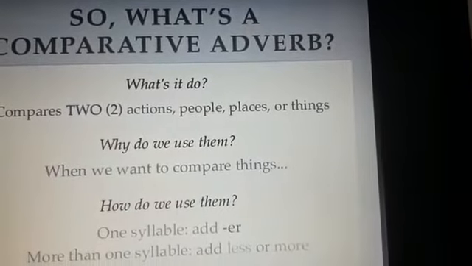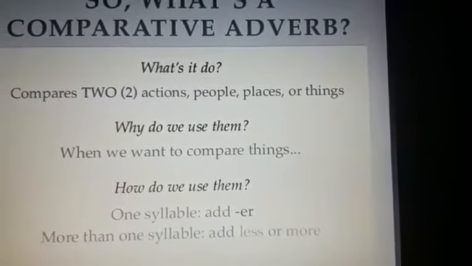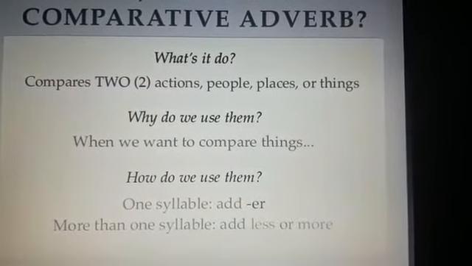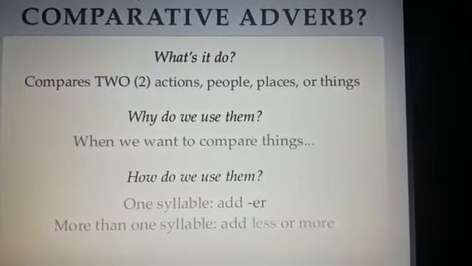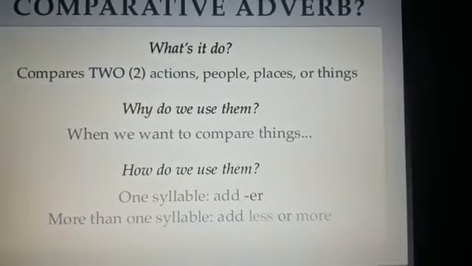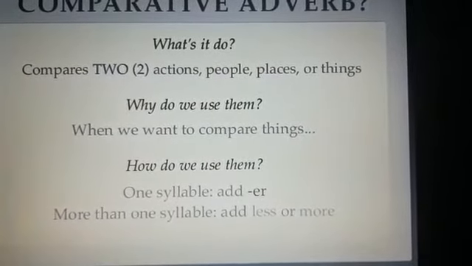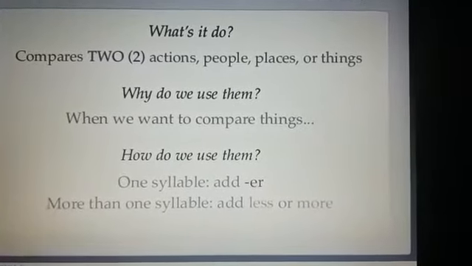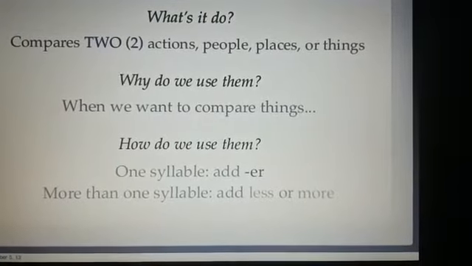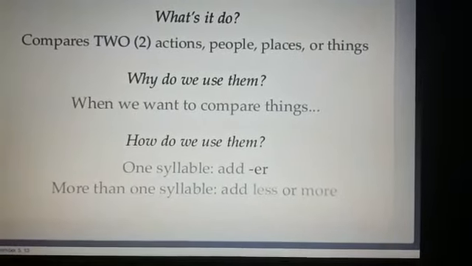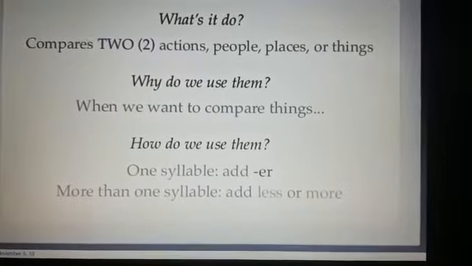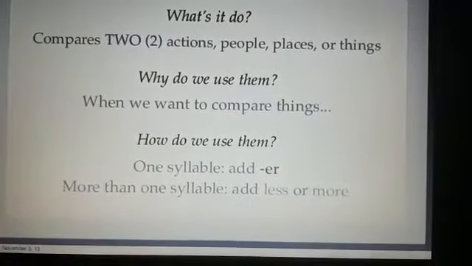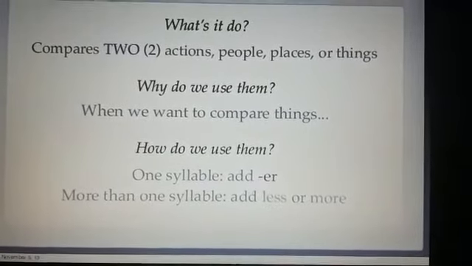So, what's a comparative adverb? What's it do? We use it to compare two actions, people, places, or things. So, teacher, why do we use them? We use them when we want to compare things. How do we use them? When the adverb has one syllable, we add er at the end of it. But if it has more than one syllable, we add less or more.